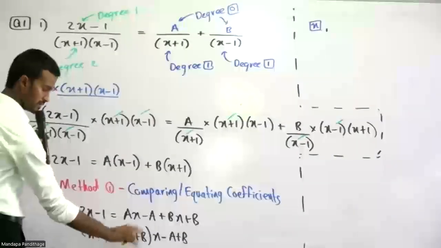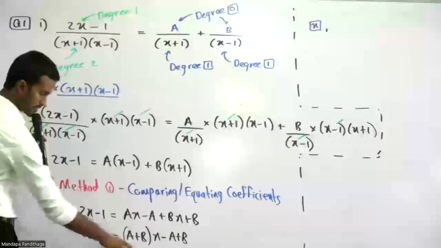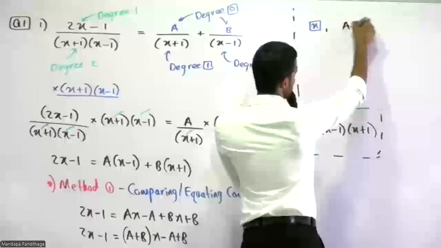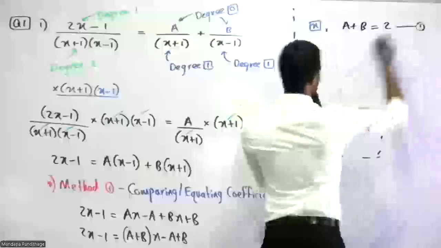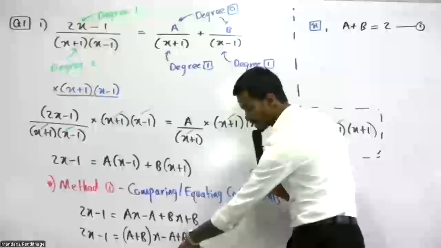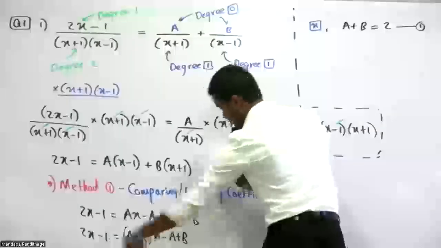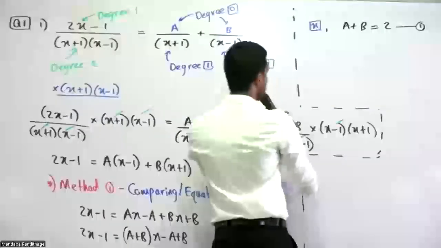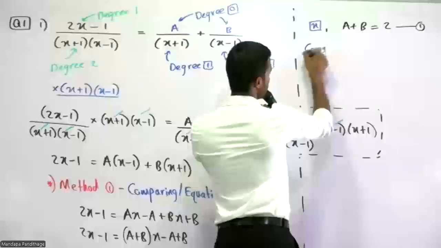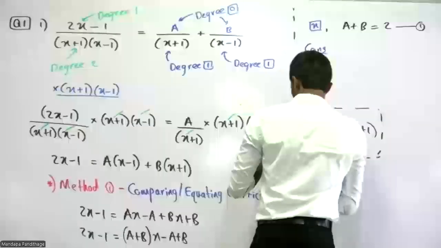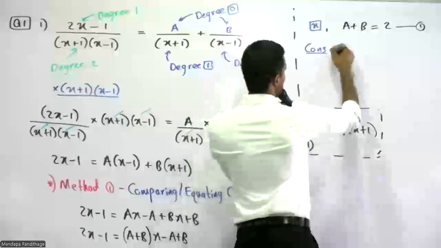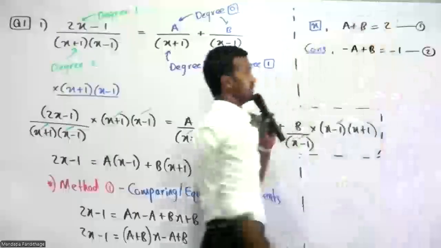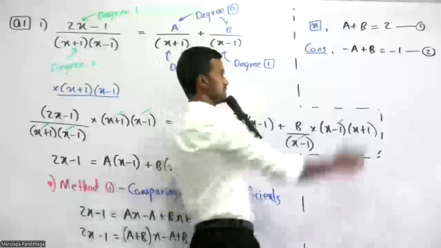So here, I'm comparing the two coefficients. When you compare the coefficient of x, a plus b is equal to 2. So that is the first simultaneous equation. The next one is you can compare the constants. When there is no x, it's a constant. So the constant here is minus a plus b, which is equal to minus 1. Then you know that minus a plus b is equal to minus 1. So what we have to do is find a and b. It's a matter of simultaneous equations simplification.